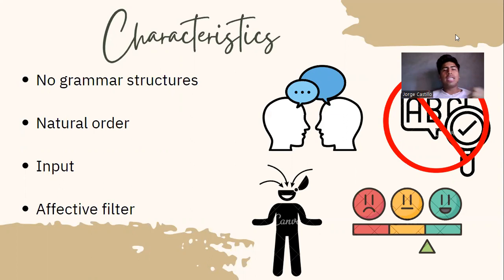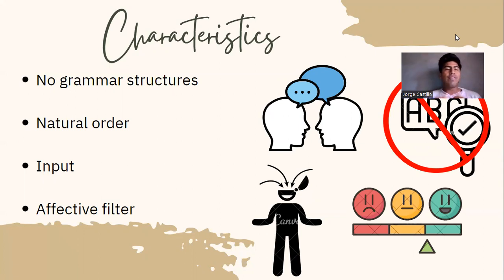The next one is the input. The input means that you have to be around a good environment, in this case, the English environment. During the class, the teacher has to speak just in English. You try to communicate with your classmates in English. It doesn't matter if you make some mistakes, because the teacher realizes that you are learning, because mistakes mean learning according to this approach.